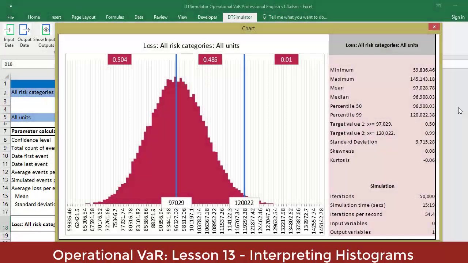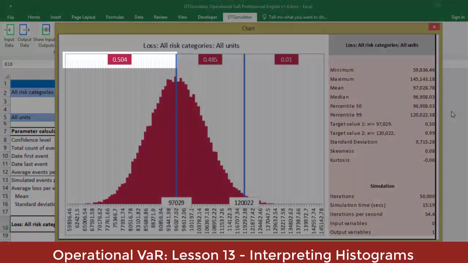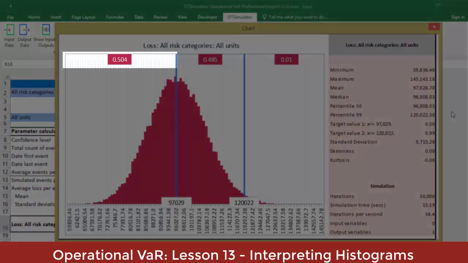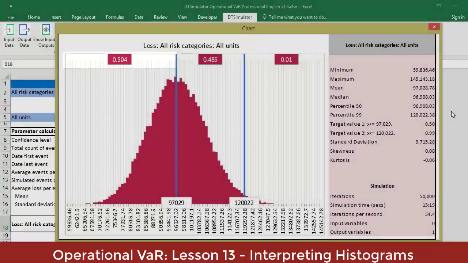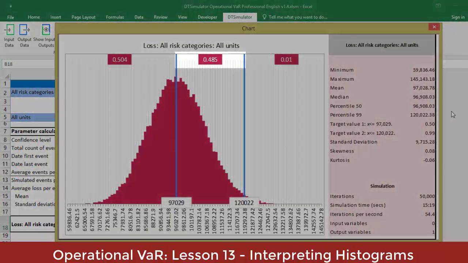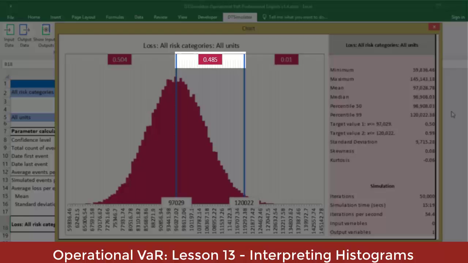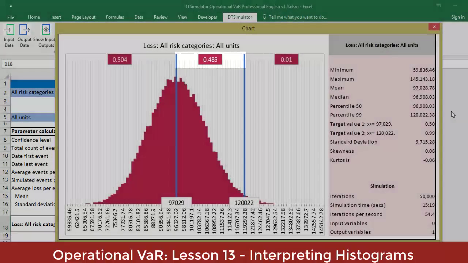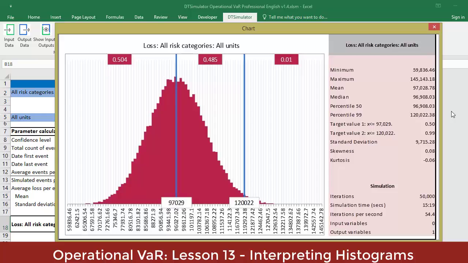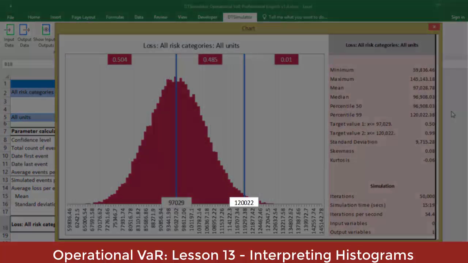Being such a symmetric distribution, the mean expected loss is practically on the cusp or mode and equals the median at $98,000. Therefore, there is a 50% probability that losses will occur up to this expected level. By definition, there is a 49% probability that there will be losses for an additional $23,000, reaching an operational value at risk at 99% confidence for a total of $121,000.